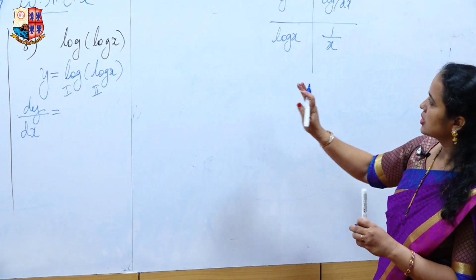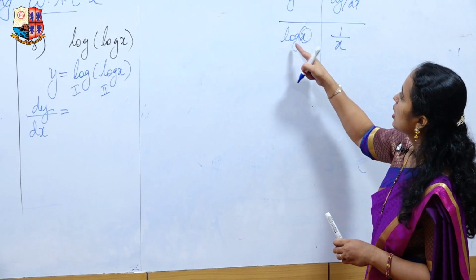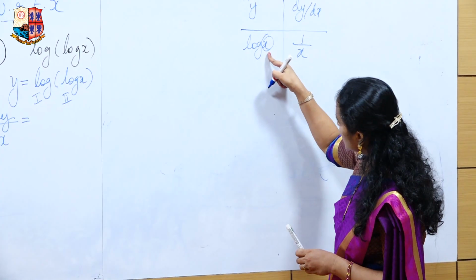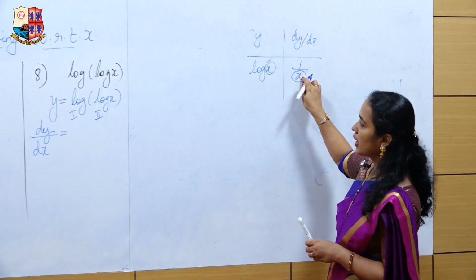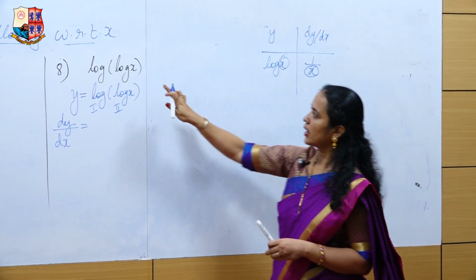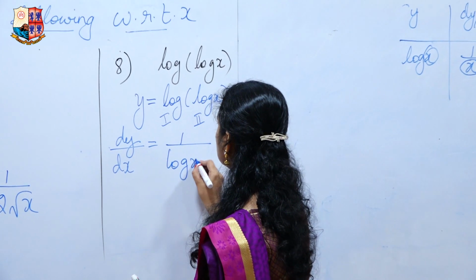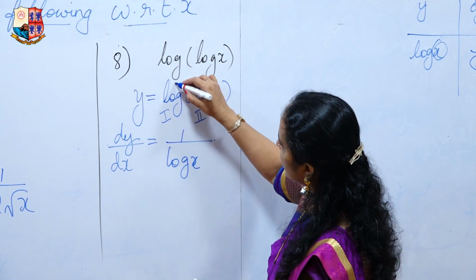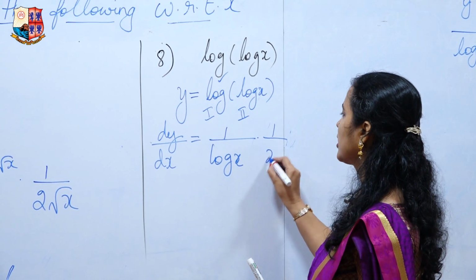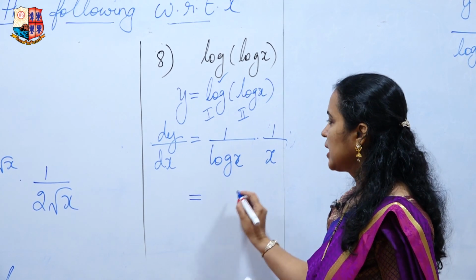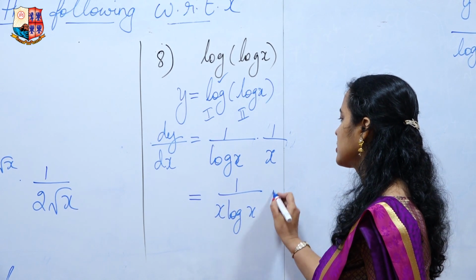So apply the concept as it is. In the place of x, you have log x. So log of log x, when you differentiate, you will get 1 by log x. In the place of x, you will write log x. So 1 by log x into, done with the first. Log x, when you differentiate, you will get 1 by x. So your answer will be 1 by x log x.